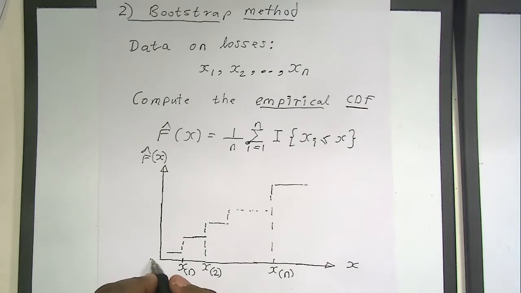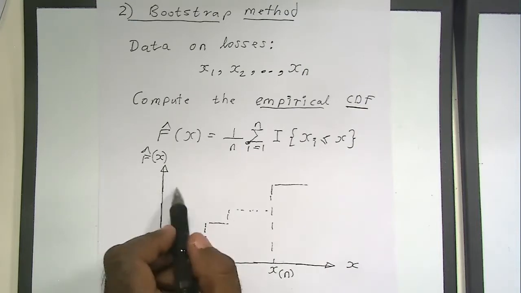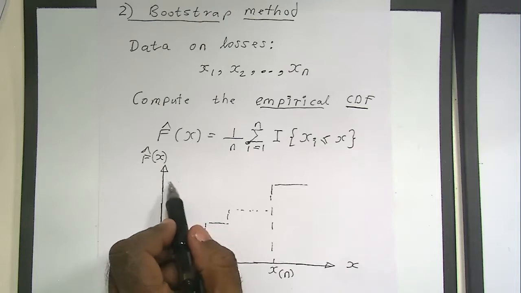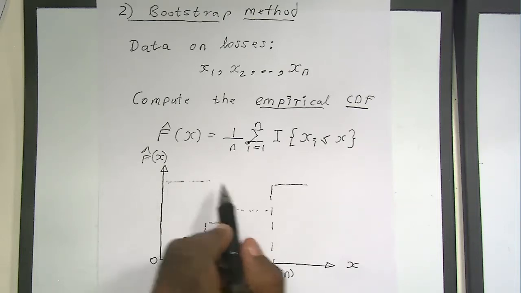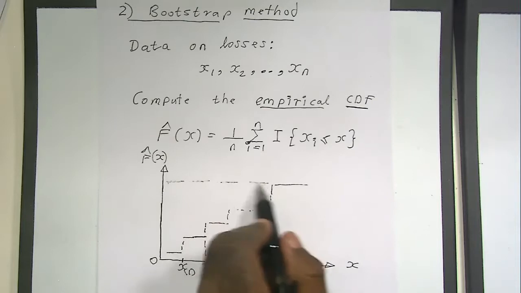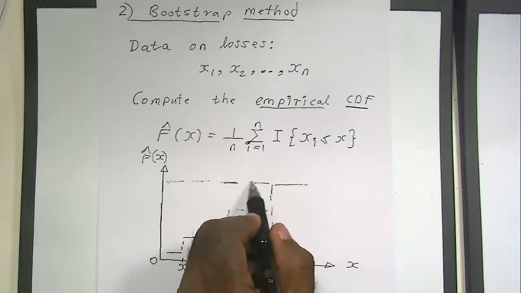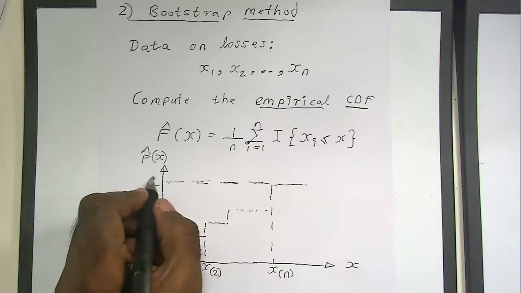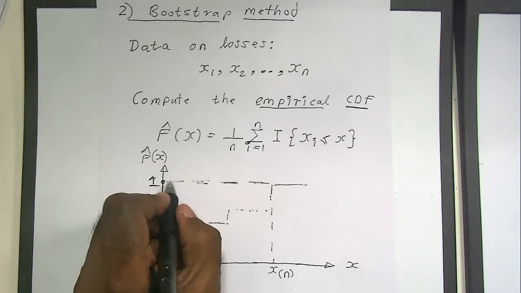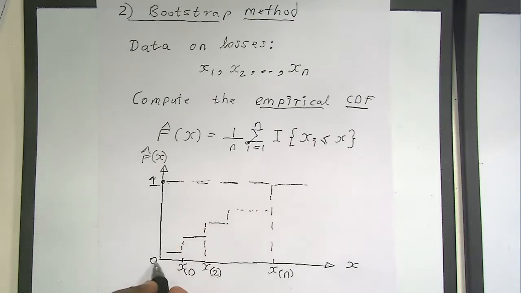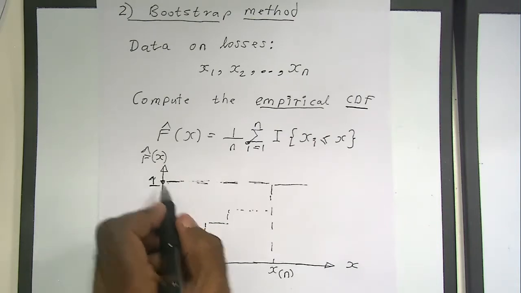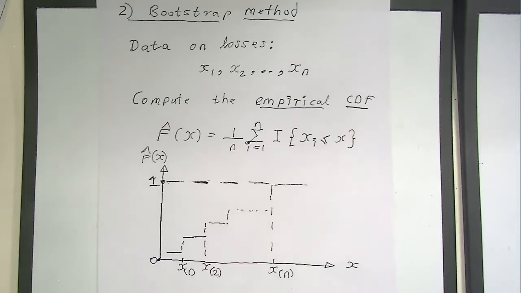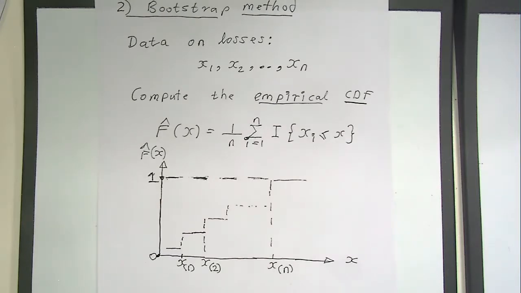So this will be 0 here, and this point here will be 1. Okay, so this point will be 0, this point will be 1. And it looks more or less like a staircase.